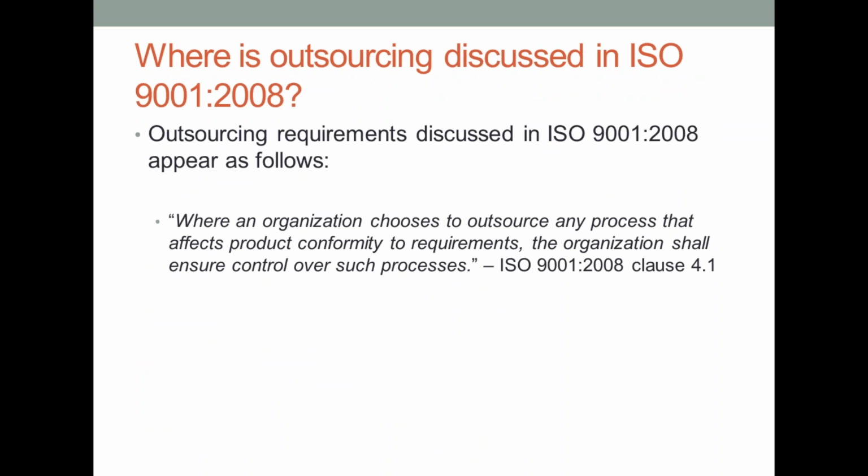So where is outsourcing discussed then in ISO 9001:2008? Well, the primary clause is section 4.1. In 4.1, it states, where an organization chooses to outsource any process that affects product conformity to requirements, you shall ensure control over such processes.